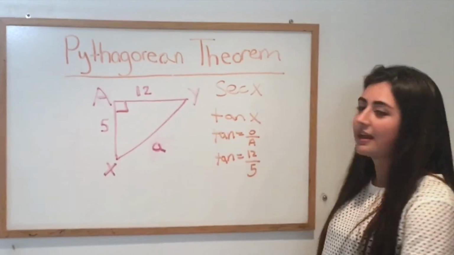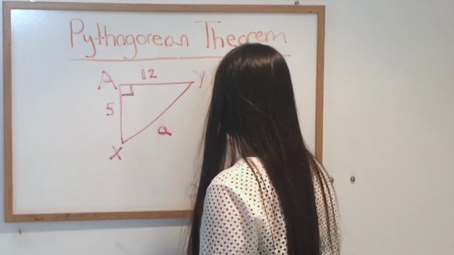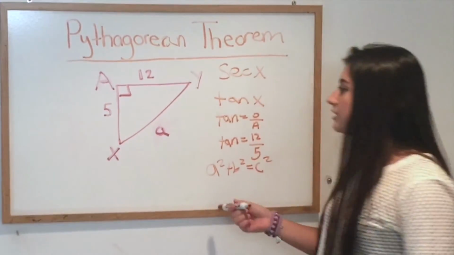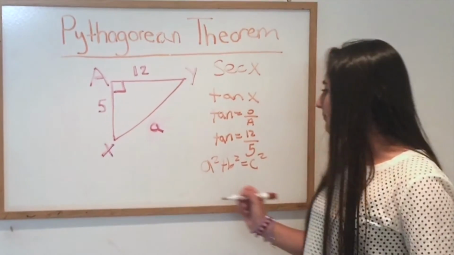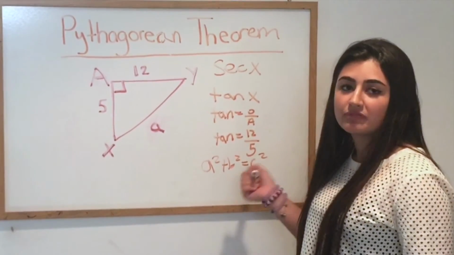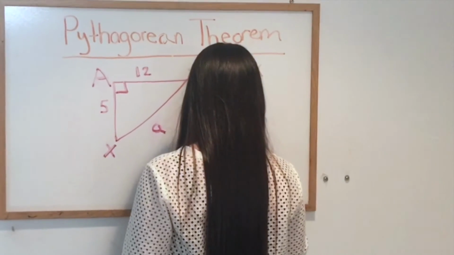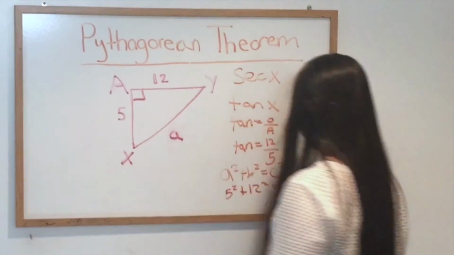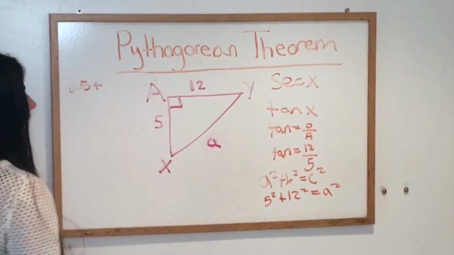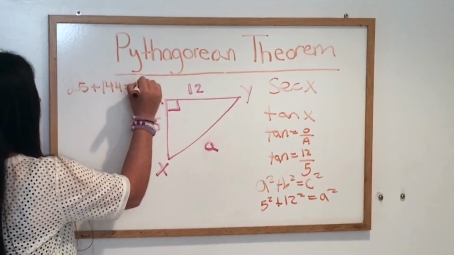So now we're going to apply the Pythagorean theorem to this problem. We know that the Pythagorean theorem is a squared plus b squared equals c squared. So our a is going to be 5, our b is going to be 12, and c equals a, because we're finding the measure of side A. So 5 squared equals 25, and 12 squared equals 144. 25 plus 144 equals a squared.